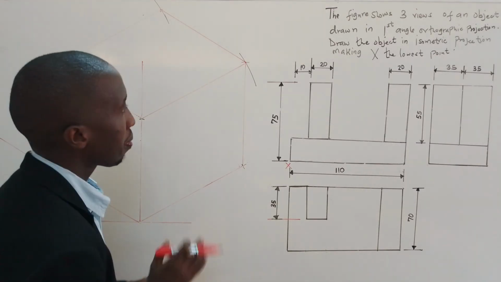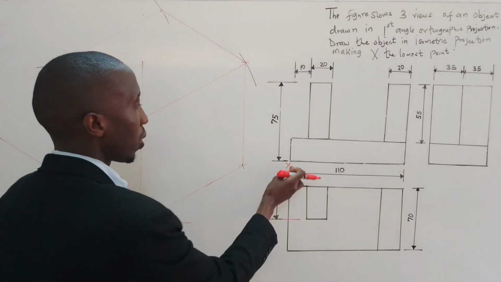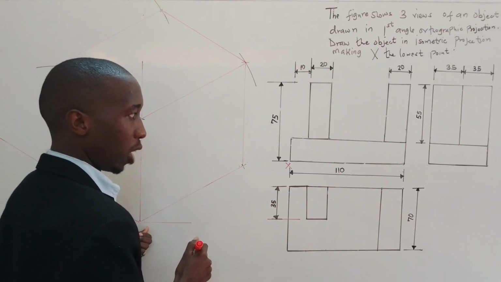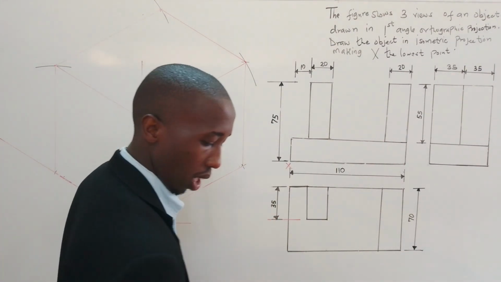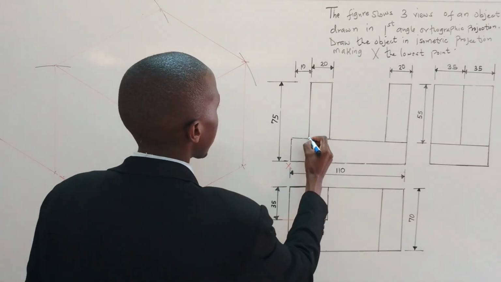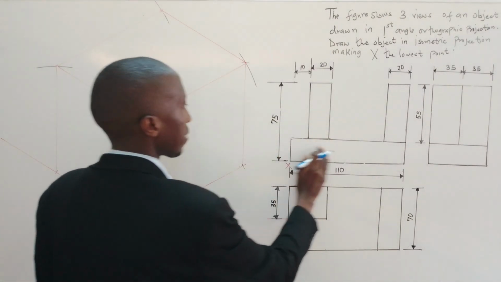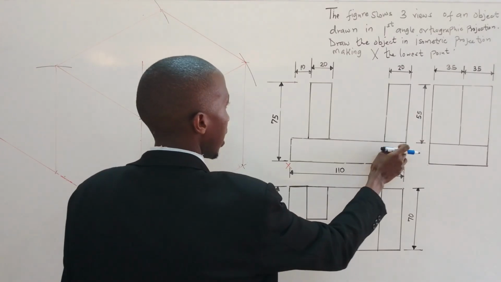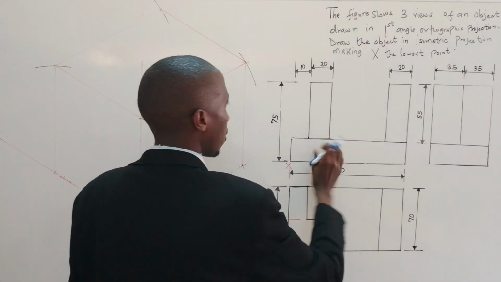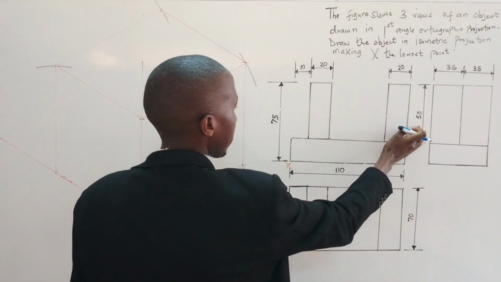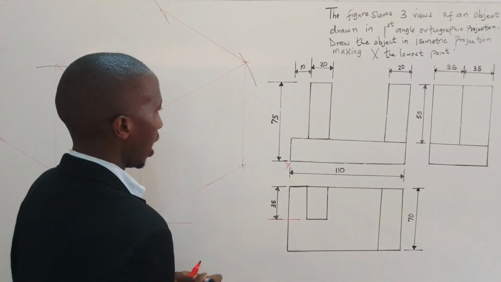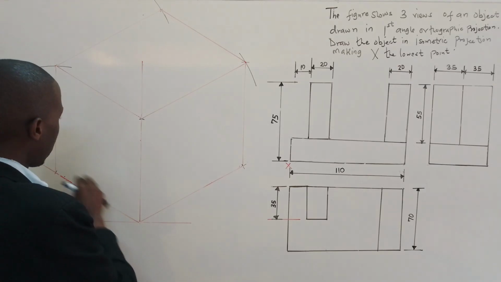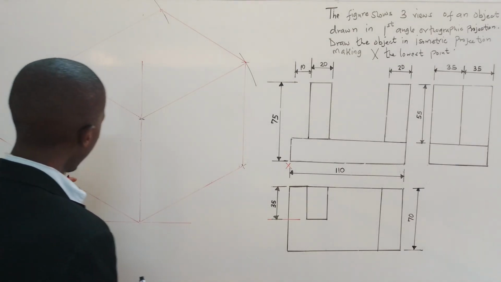Now, when we come back now to interpreting, we know that our x now will be available here. But what do we know from the front elevation? So our front elevation here clearly shows that there is a surface, a uniform surface of a height of 75 minus 55, you get 20. So this height is 20.